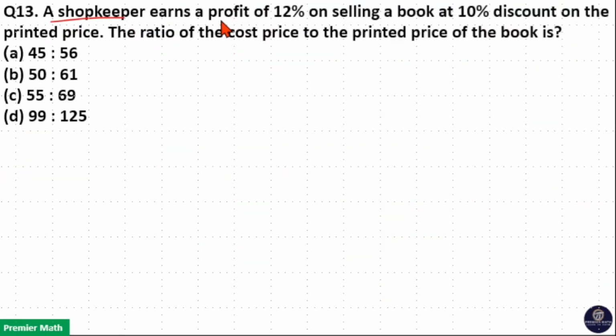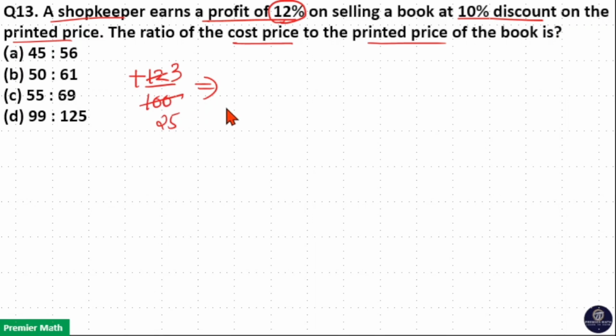A shopkeeper earns a profit of 12% on selling a book at 10% discount on the printed price. The ratio of cost price to the printed price of the book is, here profit is 12% means, profit means plus. So 12% means 12 by 100. 4 goes 3 times in 12, 4 goes 25 times in 100. Now plus 3 by 25 means if 25 part is the cost price, then 25 plus 3, 28 part is the selling price. This is the meaning of 12% profit.